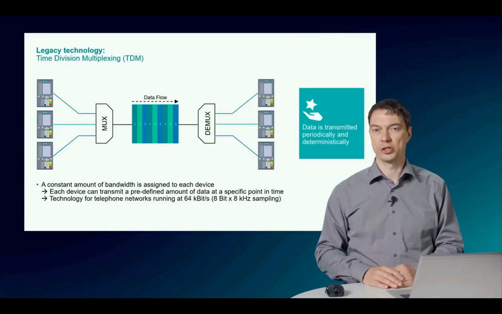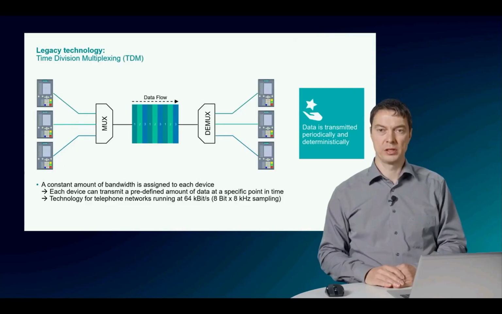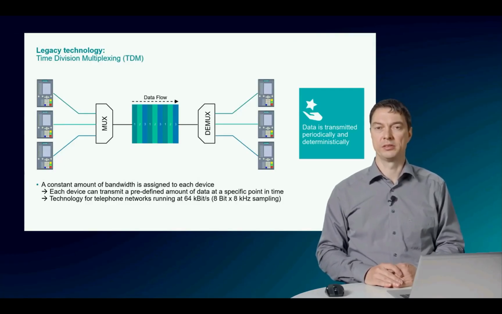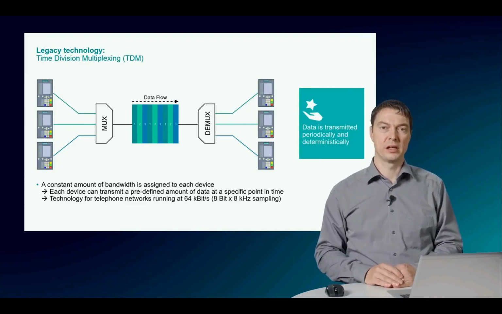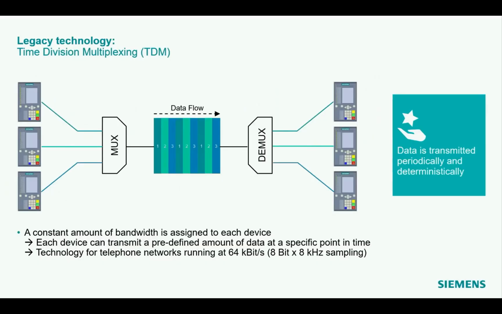The legacy technology used for wide area communication networks is time division multiplexing, TDM. In such networks, each participating protection device has an assigned constant bandwidth. So each device can transmit a predefined amount of data at a specific point in time. The technology is from the telephone network, running at 64 kilobits, which is 8 bits times 8 kilohertz sampling. The benefit is that the data is transmitted periodically and deterministically.